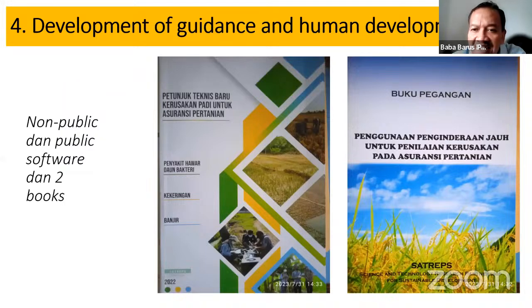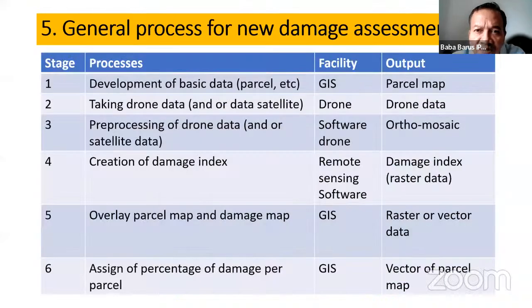We developed guidance, especially on how to use remote sensing and GIS, and we produced two software tools. One is public software, another is commercial software, and we have already distributed all the guidance for all important food agriculture crops in Indonesia. In the general process, of course, we develop the basic data, then take drone data, do some processing, create a damage index, and then overlay the damage index with the parcel map. The Indonesian government calculates the damage based on the parcel map. So every result of the method is the percentage of damage per parcel.